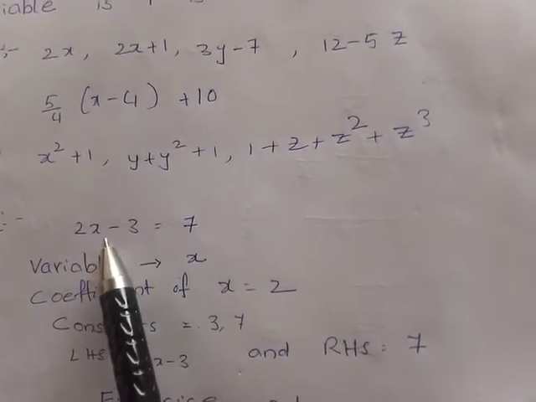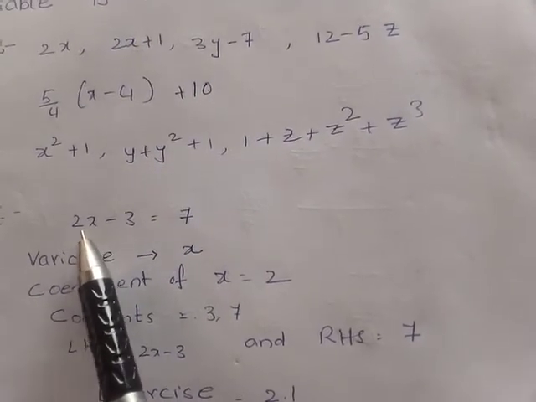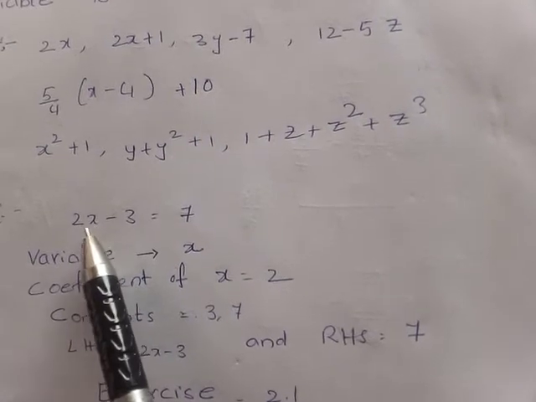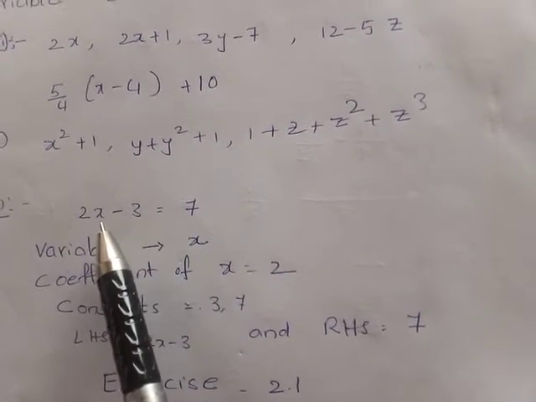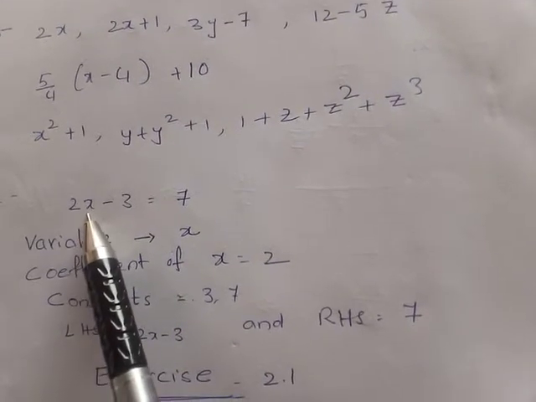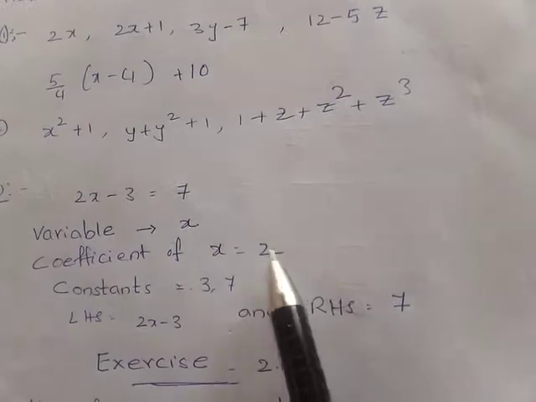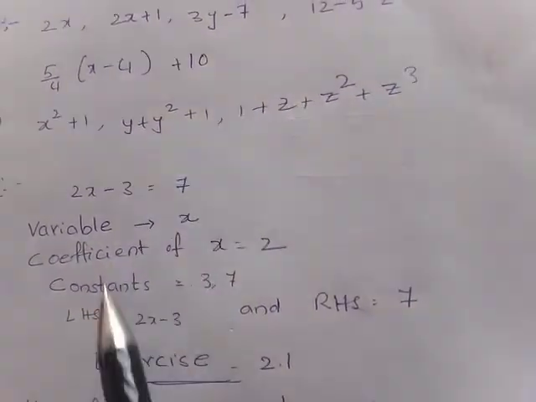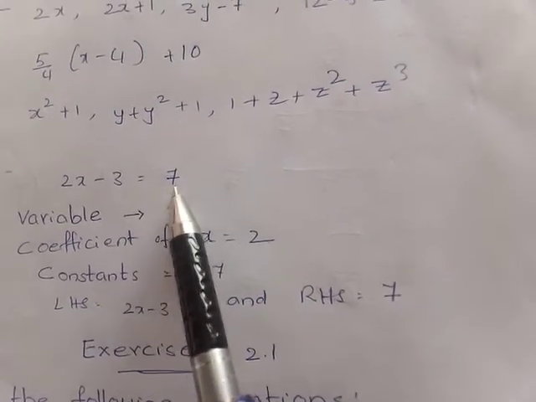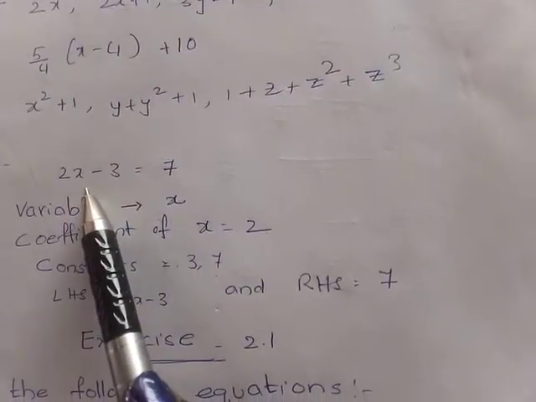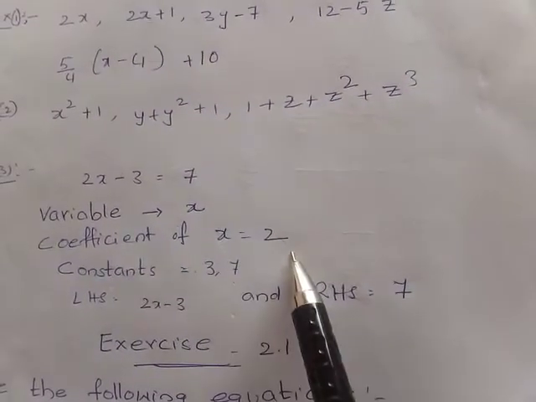Next, this is 2 into x. This 2 is multiplying this variable. So the number that is multiplying the variable is called the coefficient of that one. So here 2 is the coefficient of x. So coefficient of x is equal to 2. And the numbers 3 and 7 are constant terms. They won't change at all. So we call them constant terms. Here x is a variable, 2 is called the coefficient of x, and 3 and 7 are constant terms.